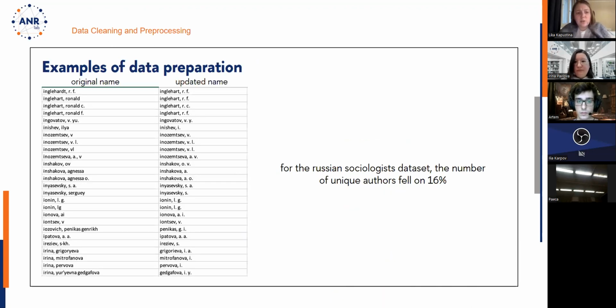And here you can see the example of data preparation on the Russian sociologist dataset. For the Russian sociologist dataset, after all of these 3 stages, the number of unique authors fell by 16%. And also what you can see here is that, for example, we have strings such as Irina, Pavlova, where Pavlova is the real last name and Irina is the real first name.